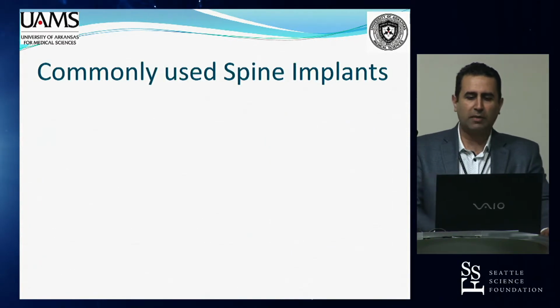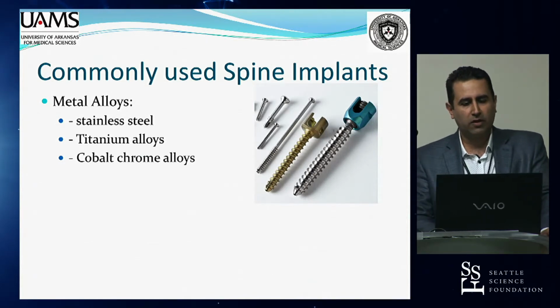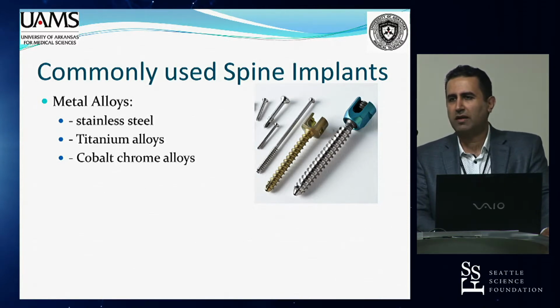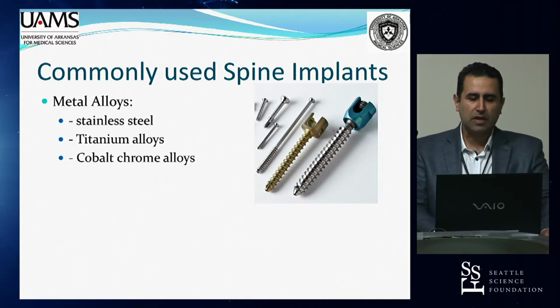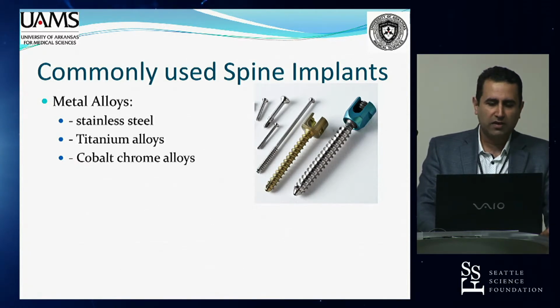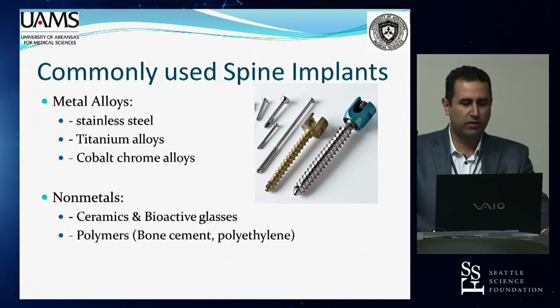So what are the commonly used implants that we use in the spine? Well, obviously metal is what we use most commonly. And the three kinds of metals that we've used, historically, have been stainless steel, which was the first kind of implant with a Harrington rod that was utilized, titanium alloys, and cobalt chrome alloys, which are really what we use now.